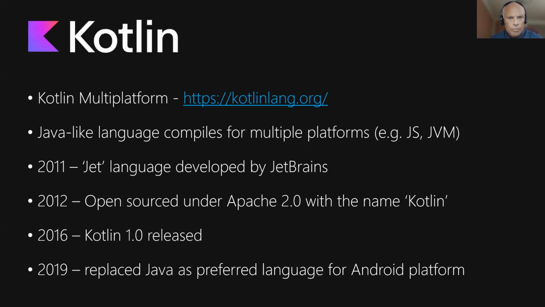There's some background on Kotlin. I won't go through all of it, just to point out that it's specifically Kotlin Multiplatform that we use, which is a Java-like language that compiles to multiple platforms. And the two platforms that we were interested in were JavaScript for the 2-tier solution, and for a possible 3-tier solution in the future, Java or the JVM. Kotlin was open sourced under the Apache 2.0 license in 2012. Next slide, please.